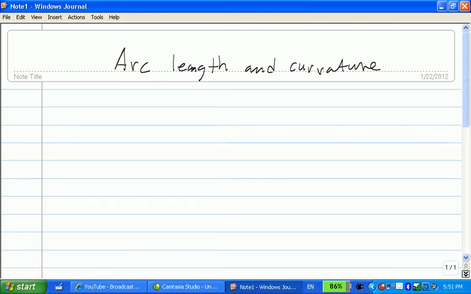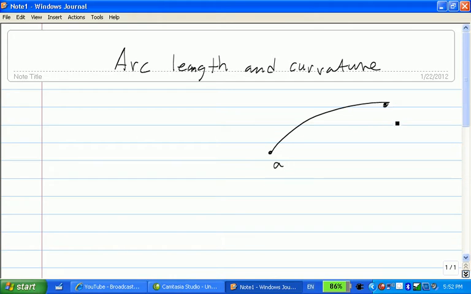In this section, we will learn how to find arc length and the curvature of the curves. Now, let's look at a curve on the plane. How do we find arc length?